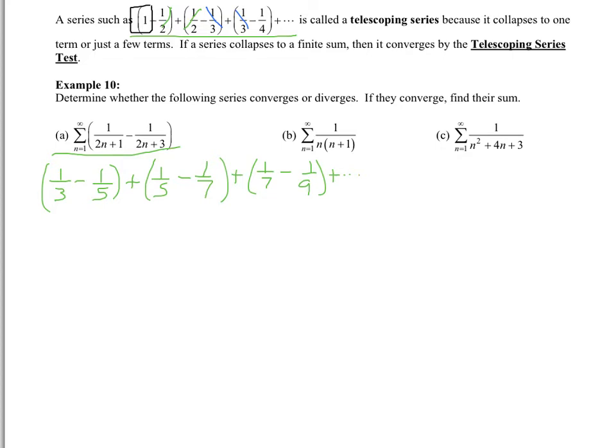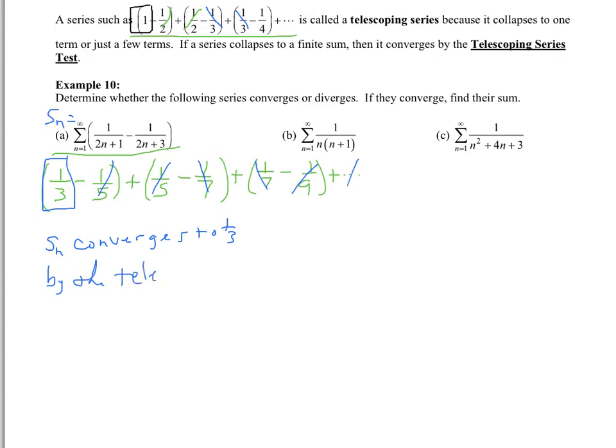That's really nice because these subsequent terms end up canceling out, so we have 1/5 cancels with 1/5, 1/7 cancels with 1/7, 1/9 will cancel with what the next one would be, which would have been 1/9 as well. And so the only term that's going to remain is this 1/3. So we would say that if S sub n is the series that we looked at, then S sub n converges to 1/3 by the telescoping series test.